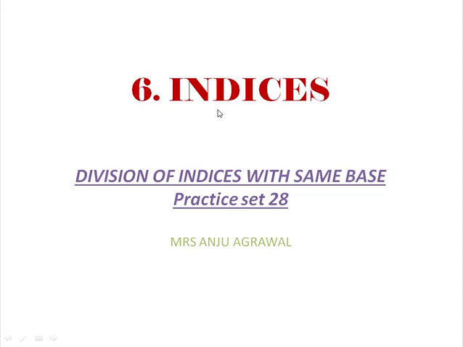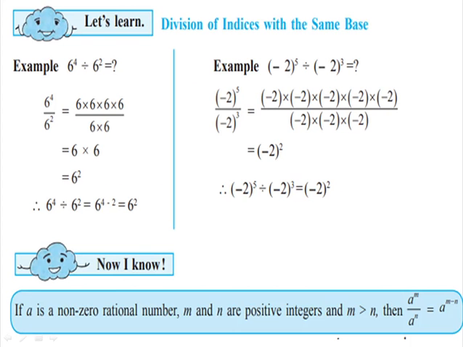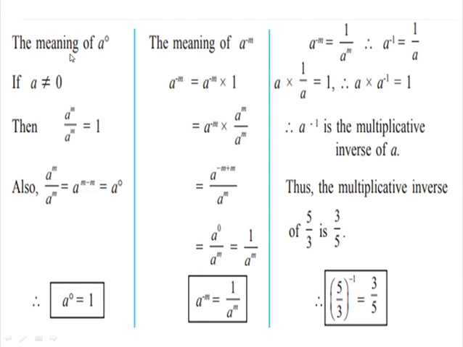In the previous video, you have learnt about multiplication of indices with same base. Also, you have seen some examples of division of indices with same base. There you have learnt if a is a non-zero rational number, m and n are positive integers, and m is greater than n, then a raised to m upon a raised to n is equal to a to the power m minus n. Also, you have seen the meaning of a to the power 0, that is, any number raised to the power 0 is 1.